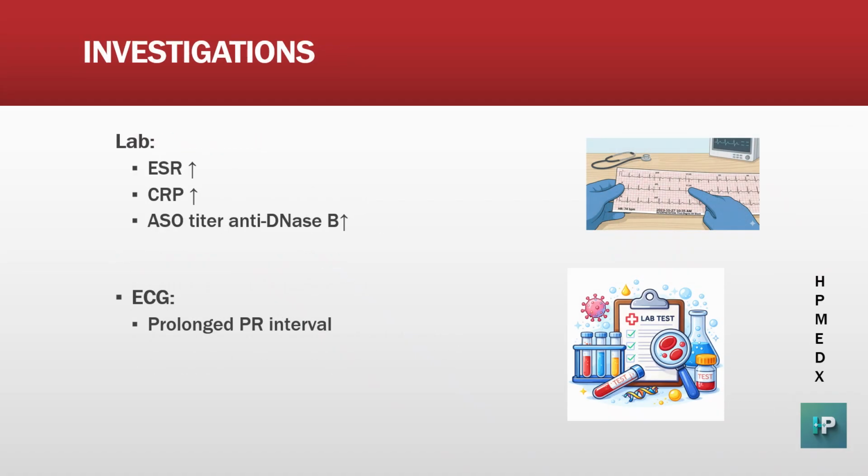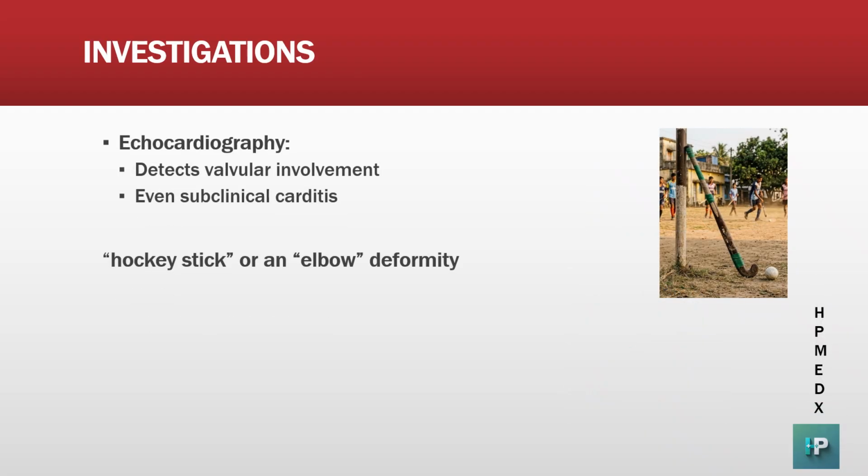And then the investigations. Here the main investigations are ESR, CRP and ASO titer, and anti-DNase B. These will all be elevated in this. And then ECG. Here there will be a prolonged PR interval, and the main investigation is echocardiography.